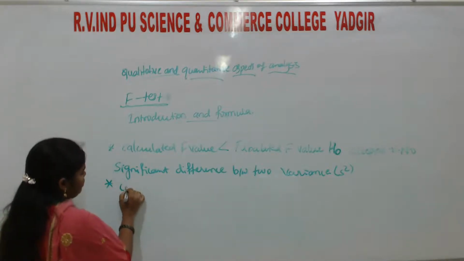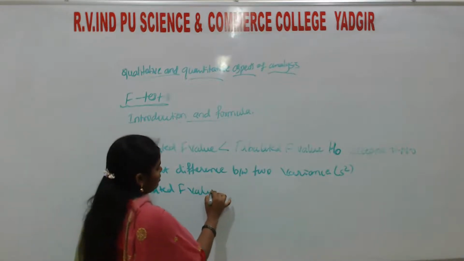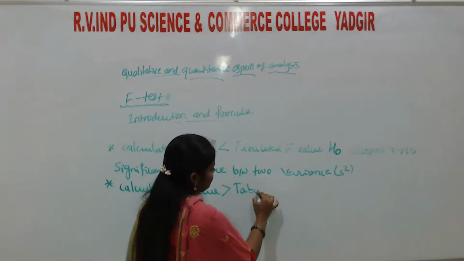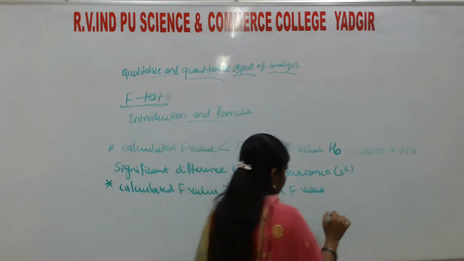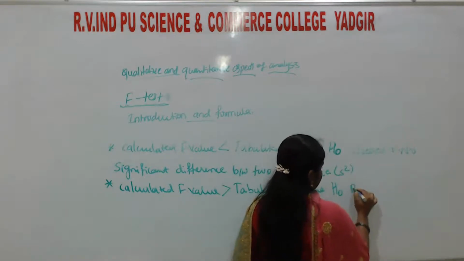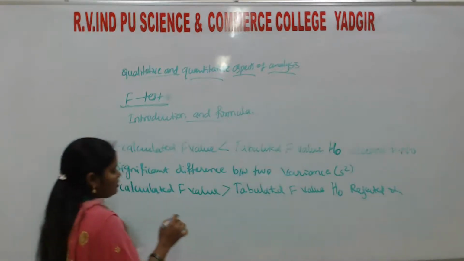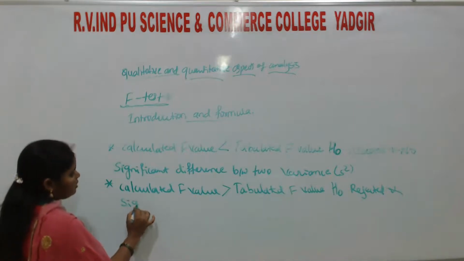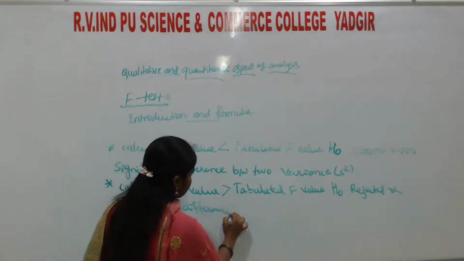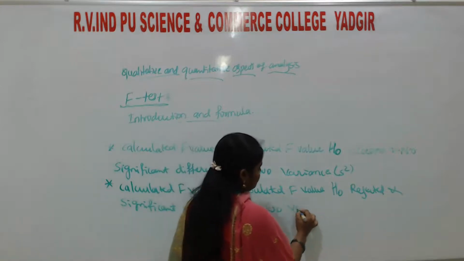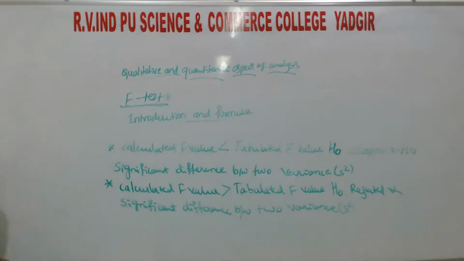See, when the calculated F value is greater than the tabulated F value, the null hypothesis is rejected, and there is a significant difference between two variables, that is S square.